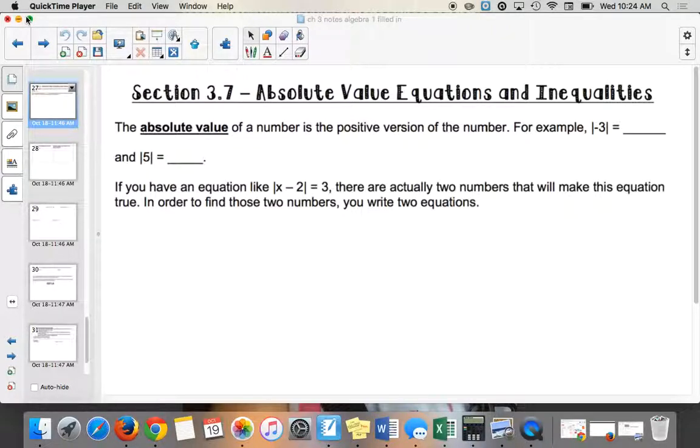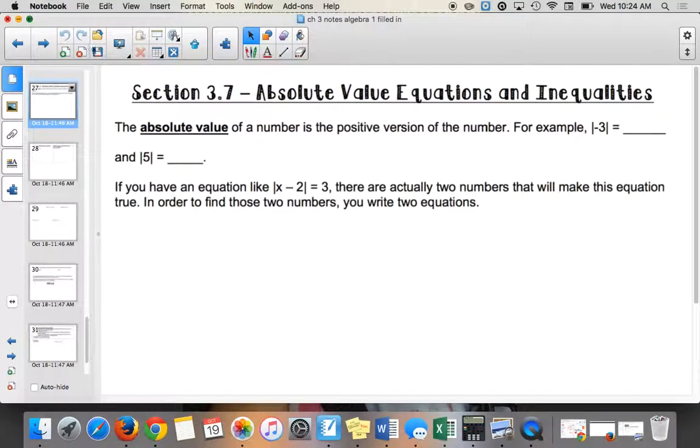is on absolute value equations and inequalities. So we kind of previewed this last time. We did a little bit, Xavier, a little bit with this last time. So let's go ahead and try the problems.